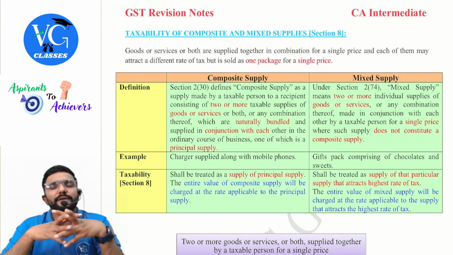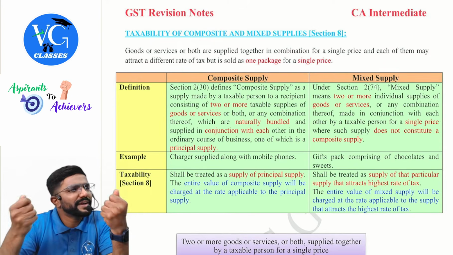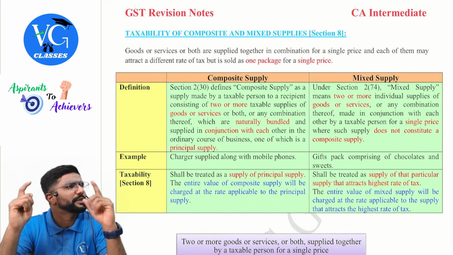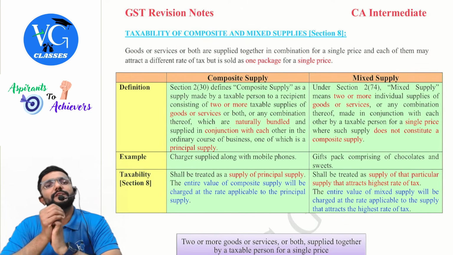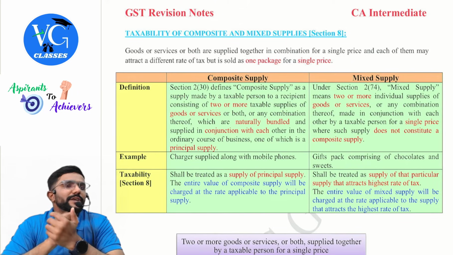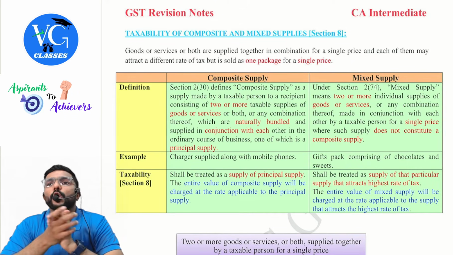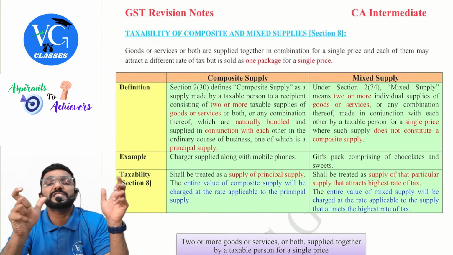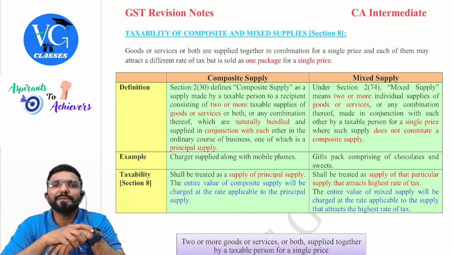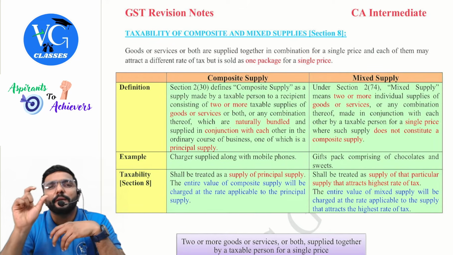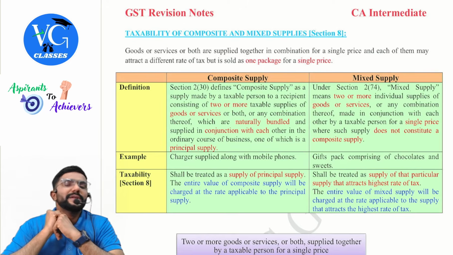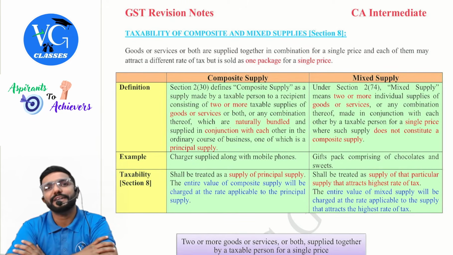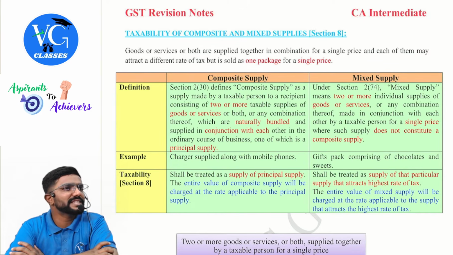If it is naturally bundled, means what, sir? Customers are willing to buy it together. If not every customer, at least the maximum customers are willing to buy it together. Then we call it naturally bundled. If it is naturally bundled, then it is a composite supply. And when it is a composite supply, we need to identify which is the principal supply in it. Principal supply means what, sir? Which is having the predominant element. Predominant element means because of this only other things are getting supplied.